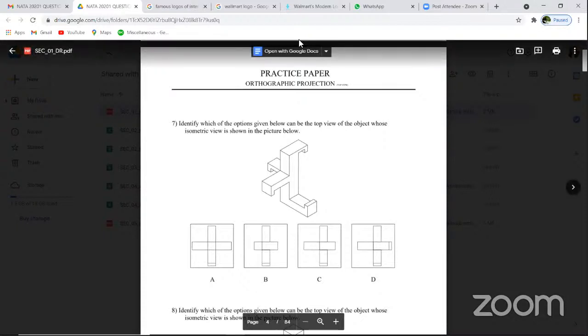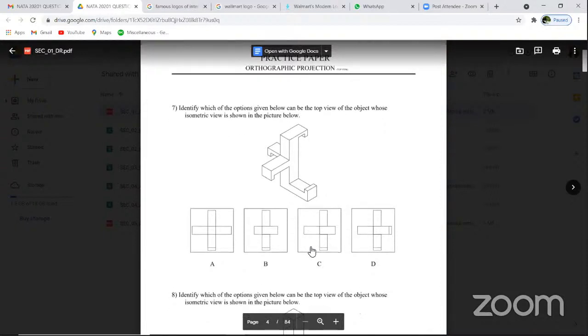Option B. Okay, anybody else with any other answer? Option A. Option C. I think so, option C. Yeah, it's C.